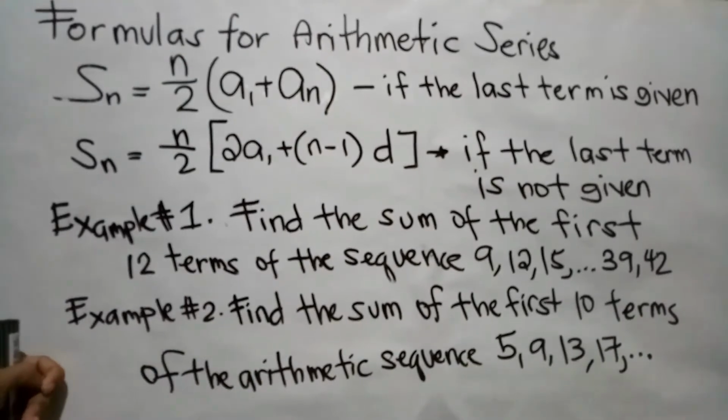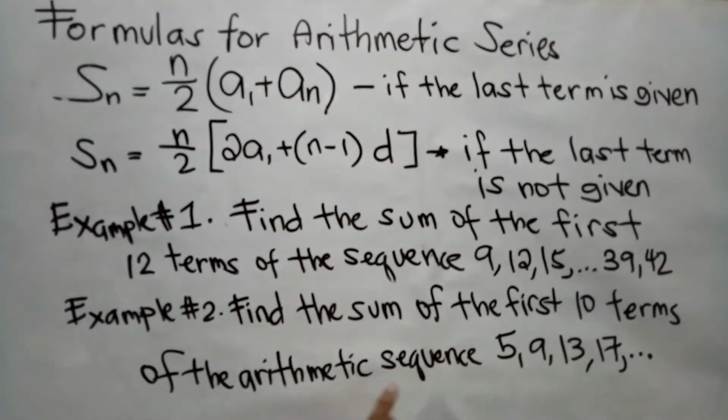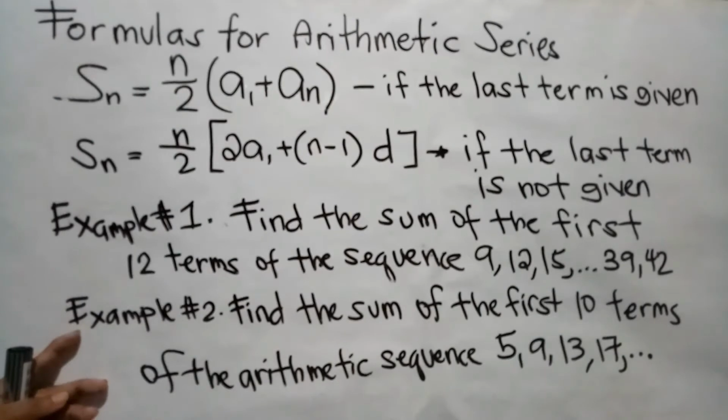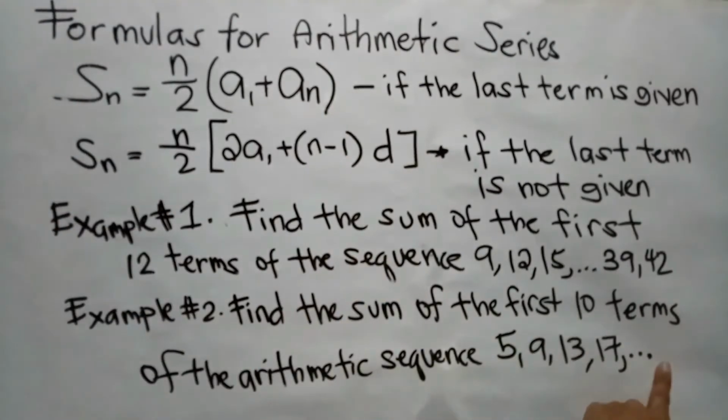Then example number 2, find the sum of the first 10 terms of the arithmetic sequence given 5, 9, 13, 17 up to the 10 terms. So in this example, the second formula is the formula that you are going to use because there is no last term here. As you can see, there are only 4 terms and the 10th term is not given.